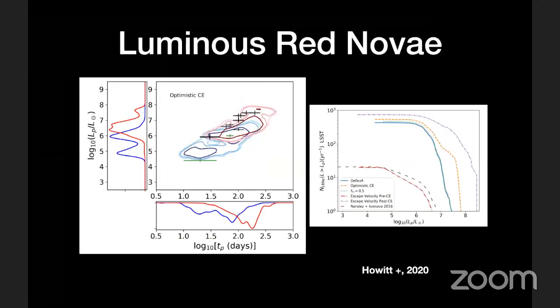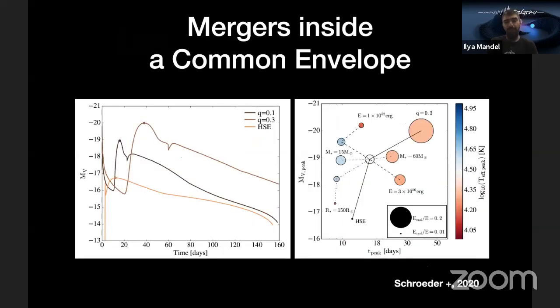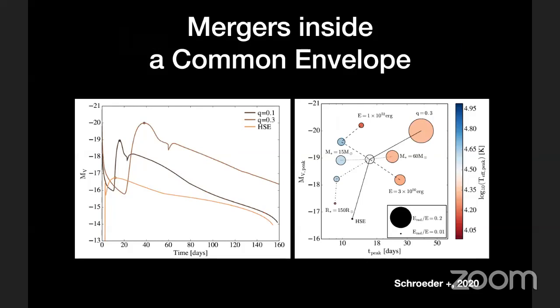Other examples include working on luminous red novae. In the interest of time, I'm not going to discuss that, but suffice it to say that we think that luminous red novae are outcomes of common envelope evolution, and LSST in particular in the next few years may be able to observe hundreds, if not thousands, of these events, which might allow us to use their properties to constrain the uncertain common envelope physics. Mergers inside a common envelope.